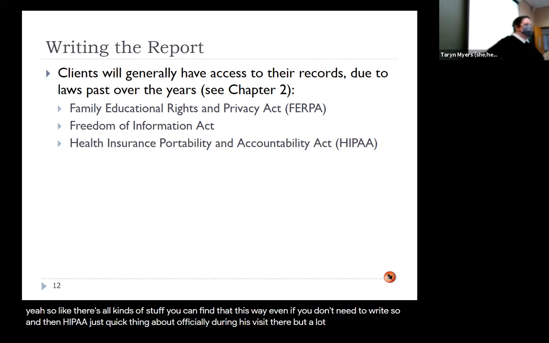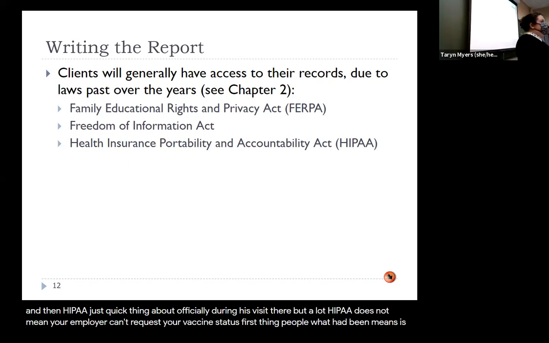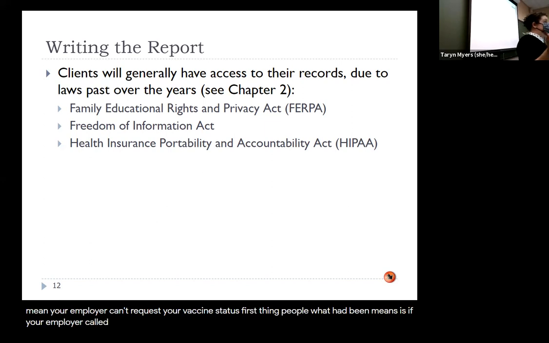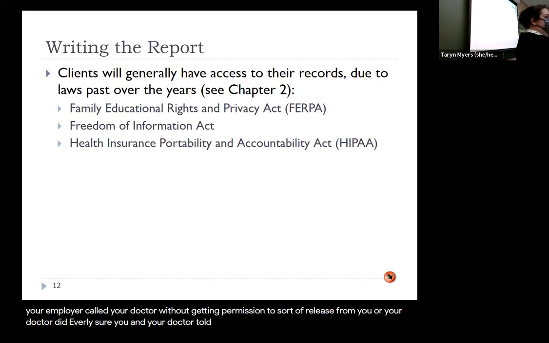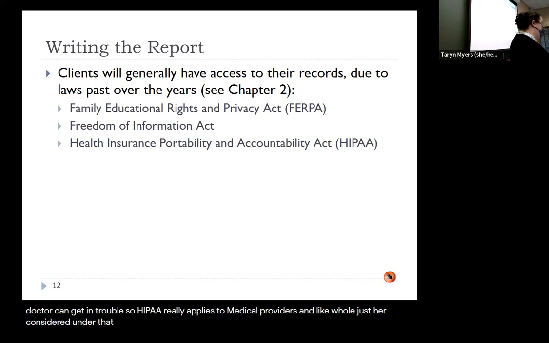HIPAA does not mean your employer can't request your vaccine status, for example. What HIPAA means is if your employer called your doctor without getting permission, some sort of release from you, and your doctor told them your vaccination status without a release, then your doctor can get in trouble. So HIPAA really applies to medical providers, and psychologists are considered under that as well. So that's important to know.